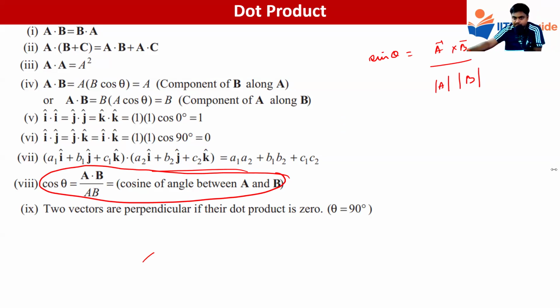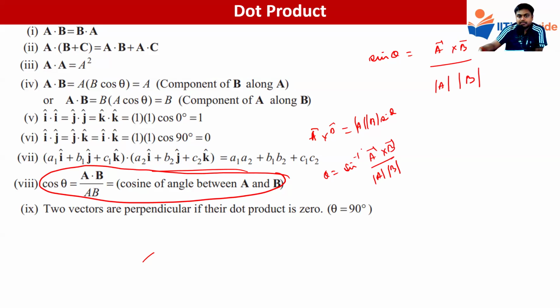Sine theta, there will be a cross product. That's correct. So A cross B is mod A mod B sine theta. So we can write now theta is equal to sine inverse of A cross B divided by mod A mod B. But this is not written. This is not used to find the angle between two vectors. Can you tell why?